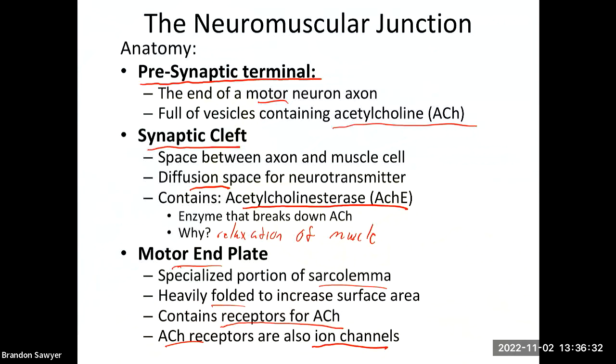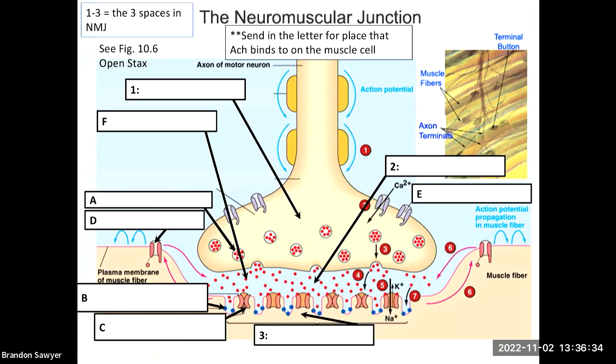Go ahead and label the different things we just talked about, and then you can answer this question here. It's one of the letters, not one of the numbers. The numbers are the three general regions, and the letters are other specific things found there.